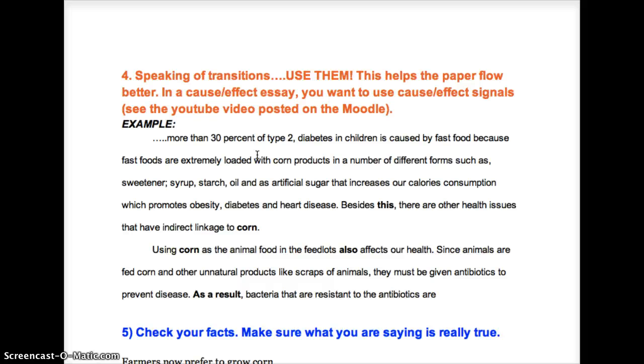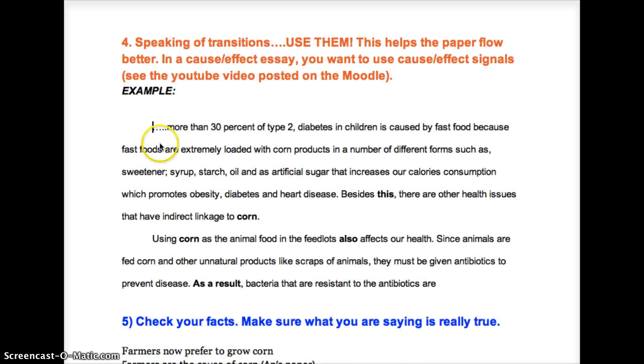Speaking of transitions, please use them. This really helps with the paper flowing, and in a cause and effect essay, you should use cause and effect signals. The YouTube video that I posted on Moodle has some good examples of cause and effect language. But I want to show you this little excerpt from an essay that used really good transitions. So let's see here.